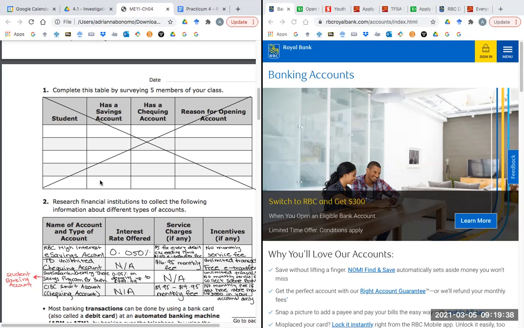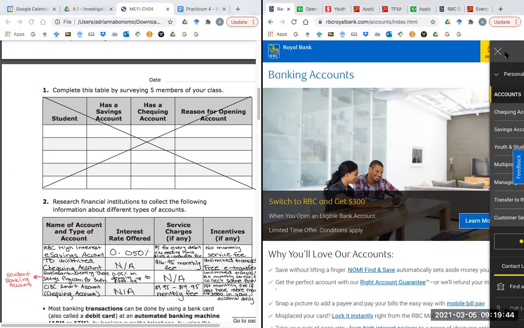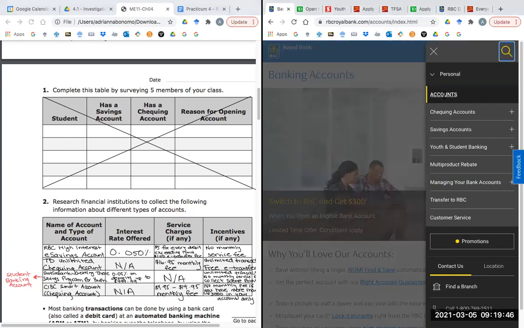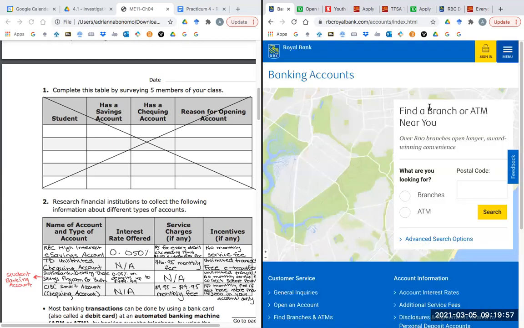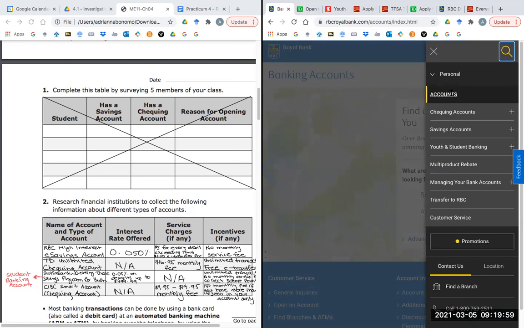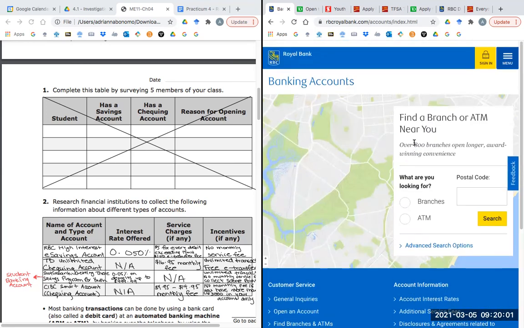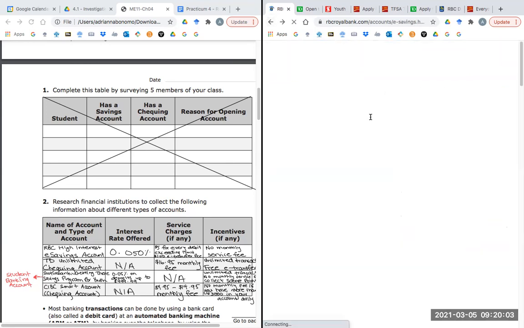So what I did was I typed in RBC accounts and it brought me to the RBC webpage. And then if you look at the menu here, there's a tab for accounts. So I just clicked on that, and you notice they are divided up into checking, savings, youth, and student. See how that's its own separate category. I just clicked general accounts because I wanted to see what was available.